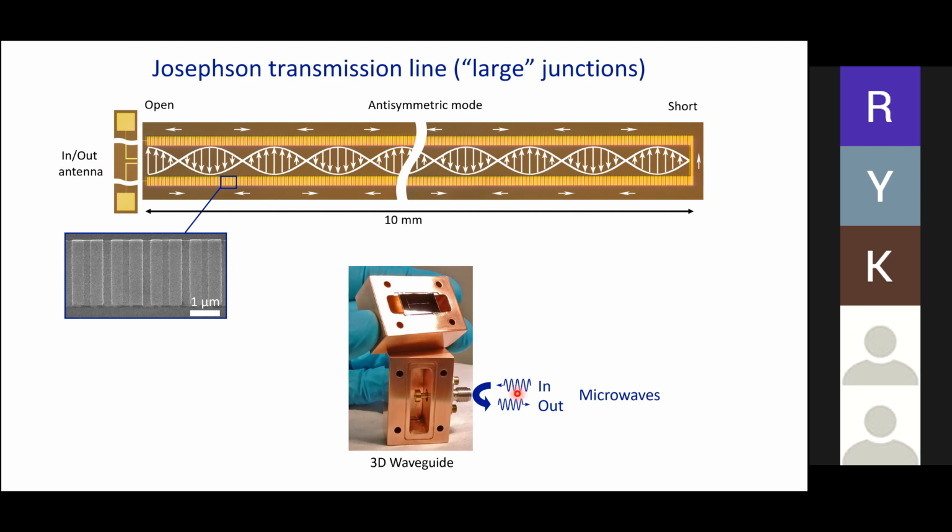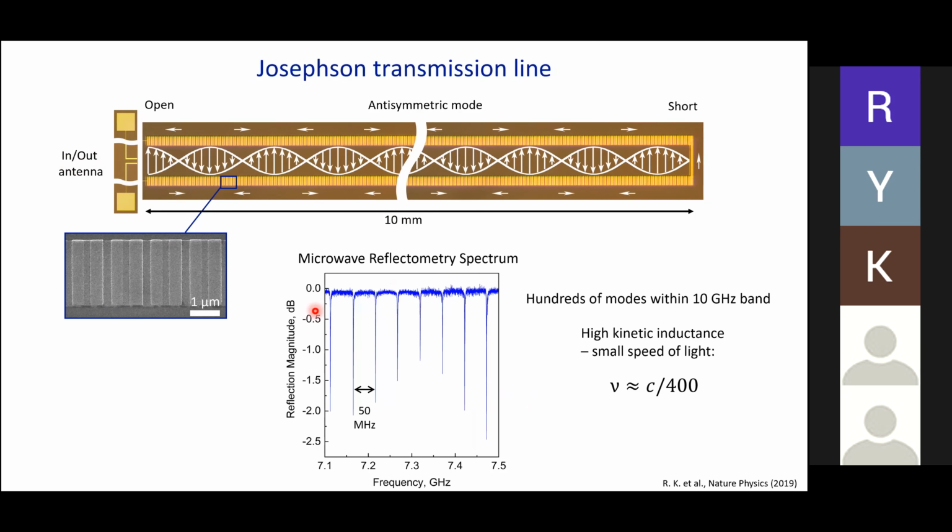Then we use reflection spectroscopy to see resonances of this line. When you do that, you see a bunch of resonances, which are the standing wave modes inside the line. There are approximately several hundred modes within 10 GHz, so the spacing is pretty small. Just from this fact, you can see that the speed of light is very small. It's approximately 2 orders of magnitude smaller than the speed of light in vacuum, which is exactly a signature of the high impedance of these lines.